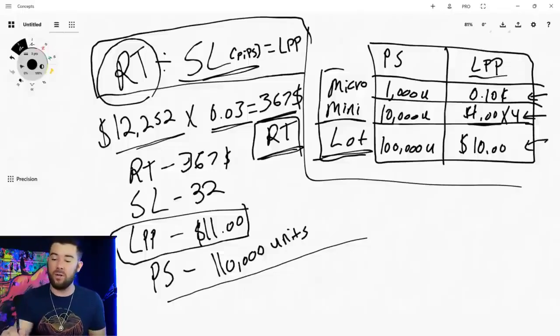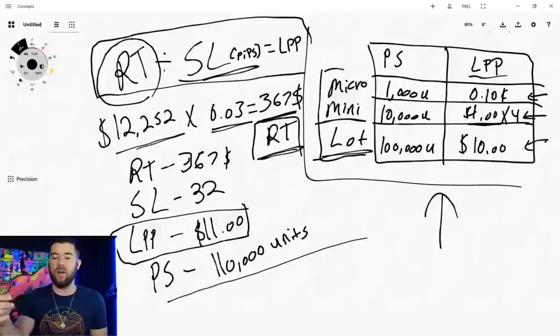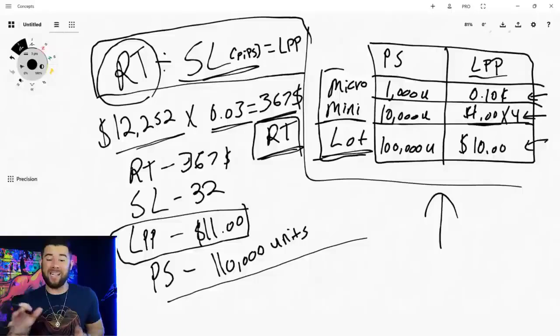Once you have that, you look over at your table, and after you look at the table, it's going to show you clearly what position size you need to use just by doing a little bit of math. I can normally do this in under 10 seconds because I've just gotten accustomed to it. So although it may sound a bit complicated right now, I promise doing this eventually will become like second nature, and you'll be able to do it in seconds.